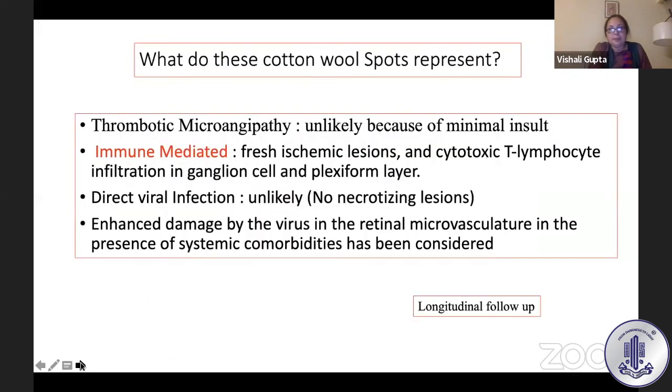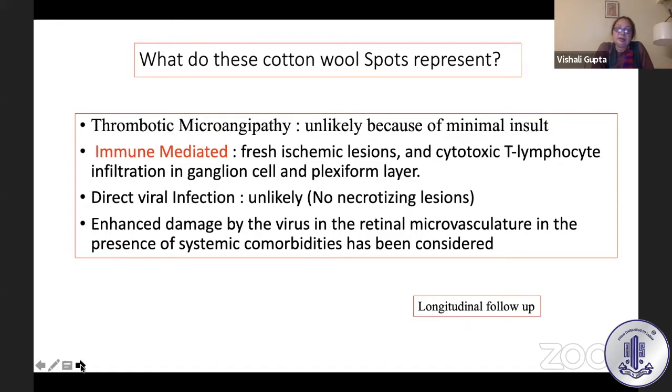And does it predict anything in the brain? What exactly these cotton wool spots represent, we don't know. We thought of thrombotic microangiopathy, but that seems unlikely. Most plausible to me is that it is immune mediated, because these are fresh lesions and cytotoxic T lymphocytes are probably infiltrating the ganglion cell and plexiform layer. These are definitely not direct viral infection, and enhanced damage by the virus in the retinal microvasculature in the presence of systemic comorbidities was something we considered.